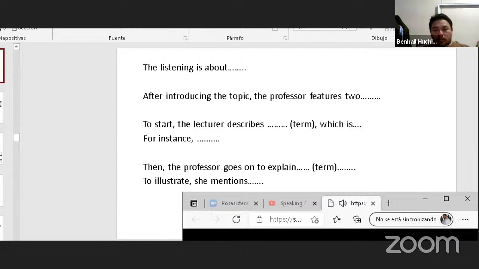Now, answer the question. Using points and examples from the talk, explain 2 main theories as to why aggression exists. You have 20 seconds to prepare your response. You may begin preparing now.